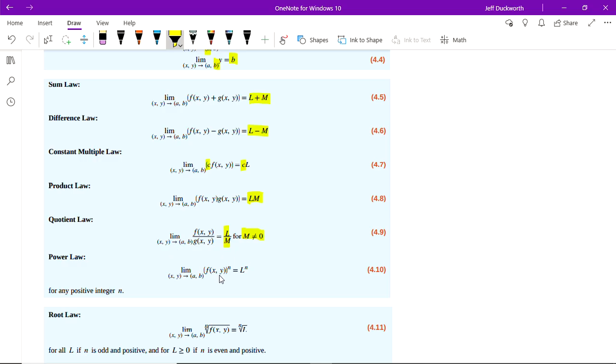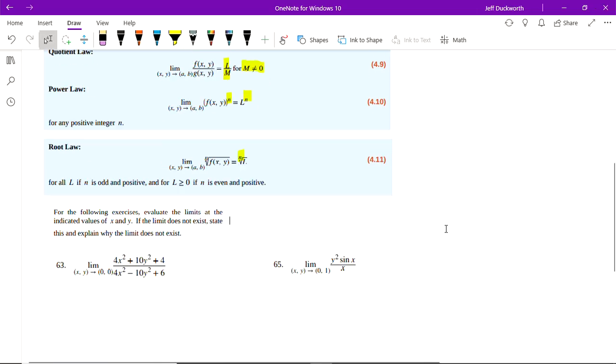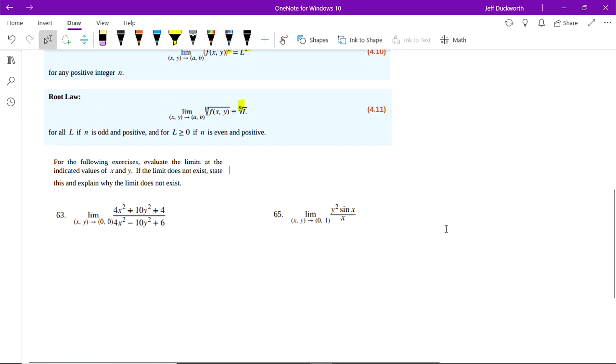And the power and root laws work the same way. If you take the limit of something raised to a power n or the root n, it's going to be whatever that limit is raised to that root or power. Now, let's give these two problems a try. All right, so first problem here, number 63, we're going to try to evaluate the limits if they exist. Let's try to use these limit laws.